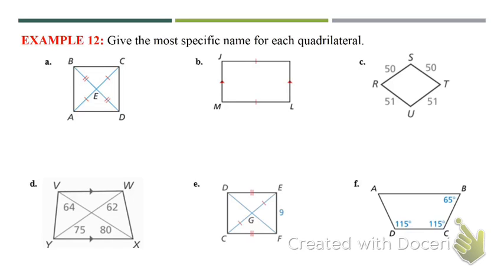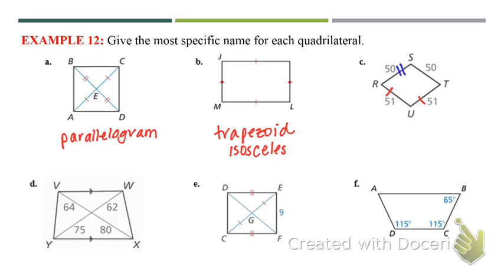Okay. Give the most specific name for each quadrilateral. So the most specific name there has to be a parallelogram. There's no other information there. This one has to be a trapezoid, and it's an isosceles trapezoid because you've got one pair of parallel sides and then the other ones are congruent. So it's a trapezoid and it's isosceles. The next one is a kite.